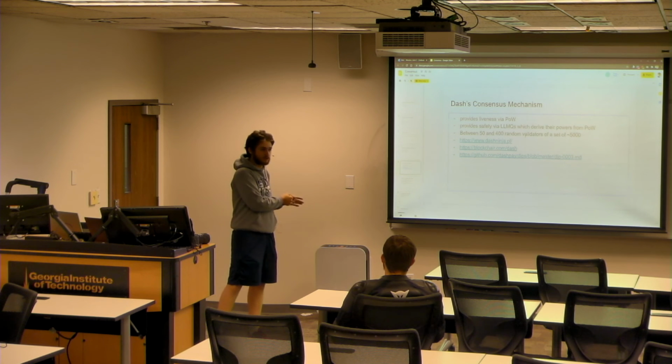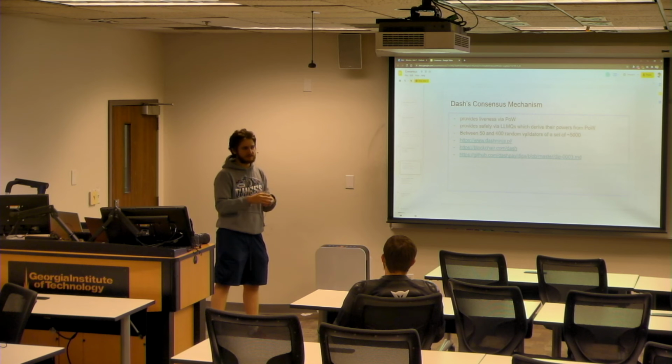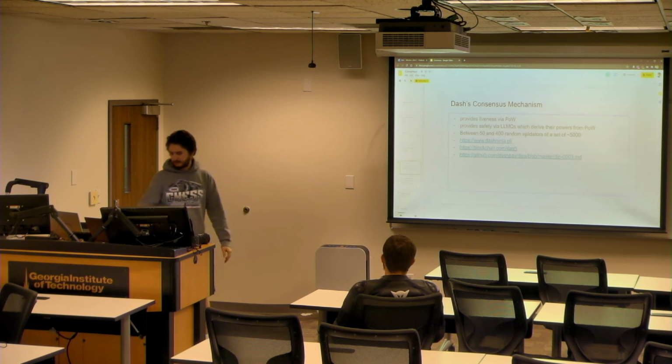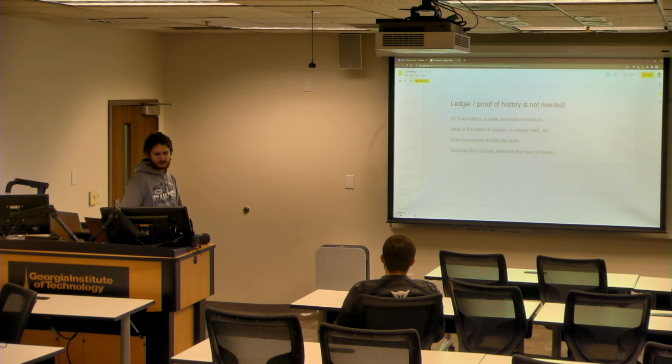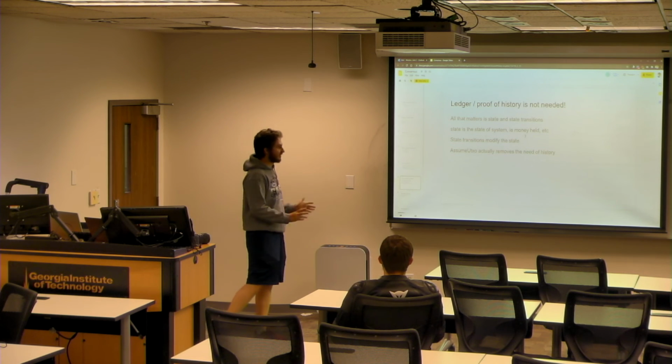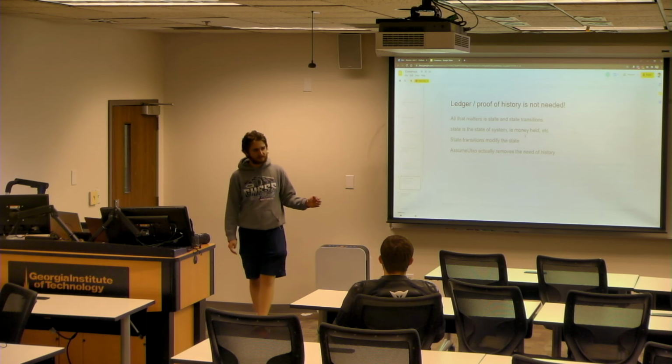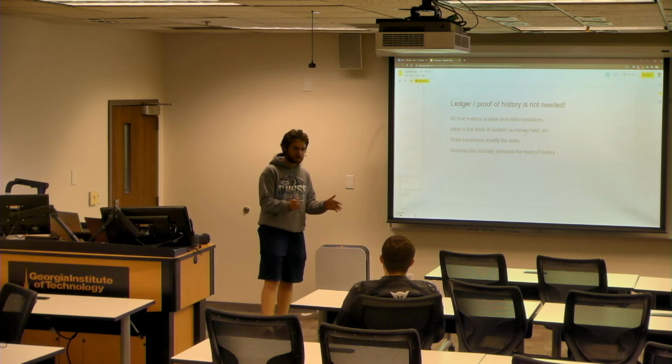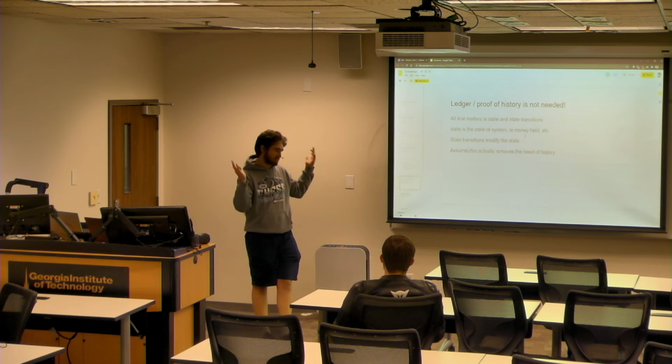Where something like Ethereum 2, if there's a partition, if something weird happens, the network just halts, and that's not good. Okay, this becomes a lot quicker, I think. Oh yeah, I wanted to mention that this ledger and proof of history is not needed. All that matters is the current state and then future state transitions. If you can agree on the current state with the rest of the network, you're good.